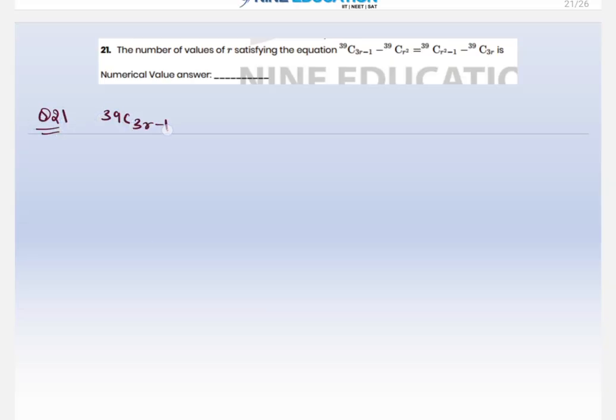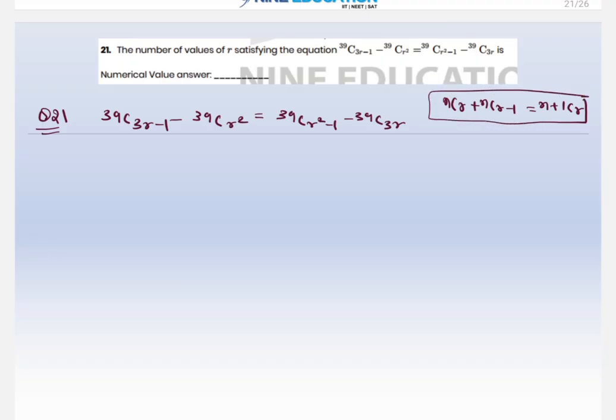39C(3r-1) - 39C(r²) = 39C(r²-1) - 39C(3r). What you need to find is the values of r which will satisfy this particular equation. Now we know nCr + nC(r-1) = (n+1)Cr. We'll use this formula and find it out.